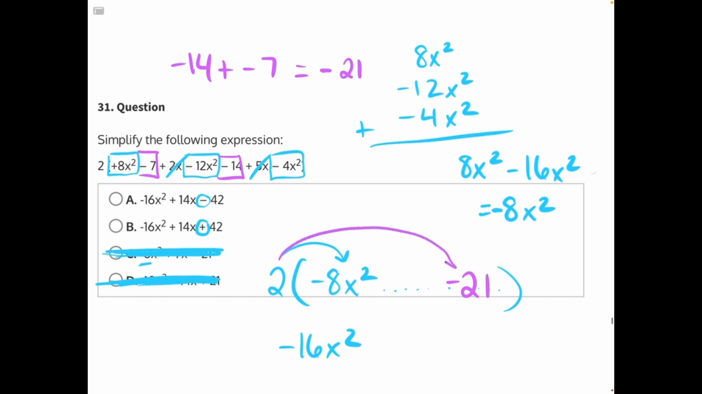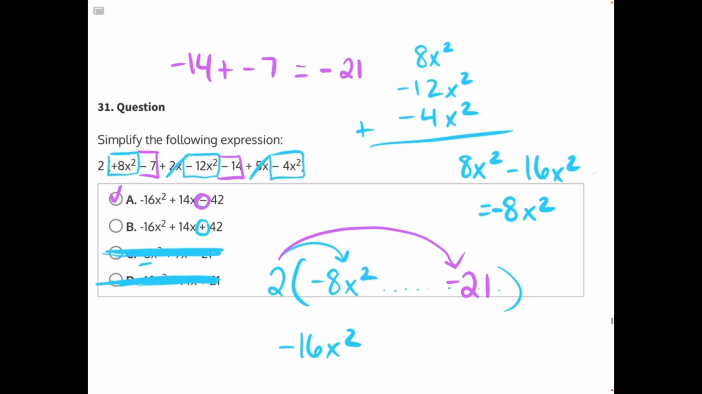But we don't need to do that multiplication because we know that the sign is still going to stay negative, which means A is our correct answer over B because it has that negative sign on its final number in the polynomial. If you were taking the real test, at that point you could mark A as your correct answer and move on without having to do any more math.